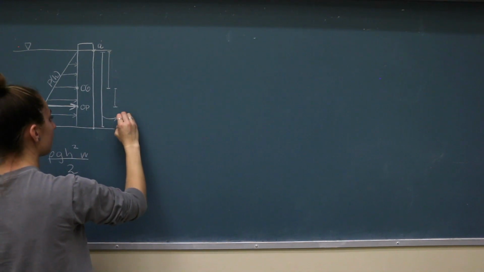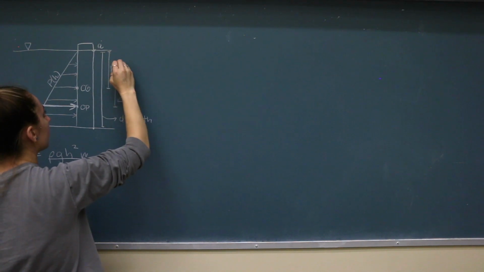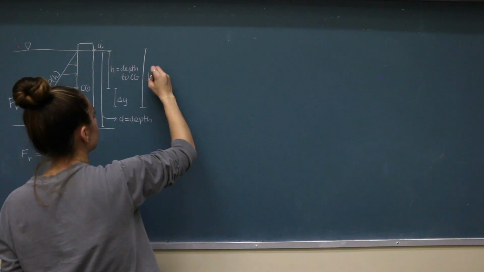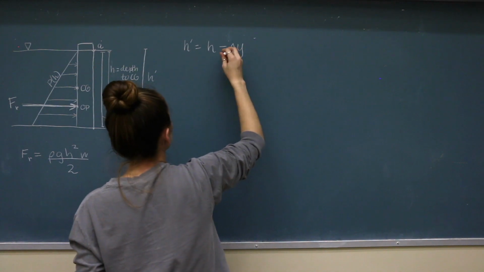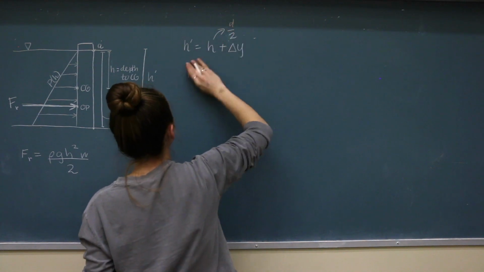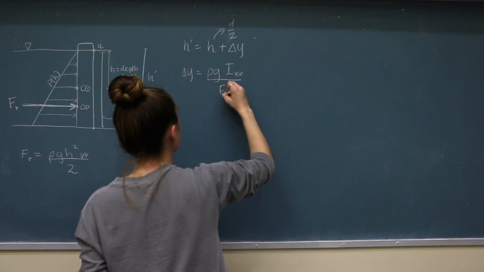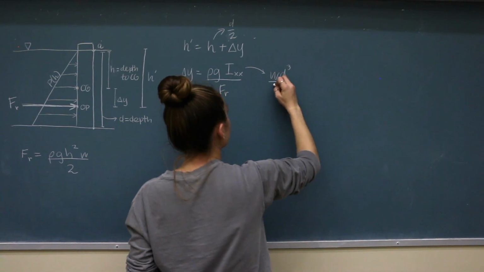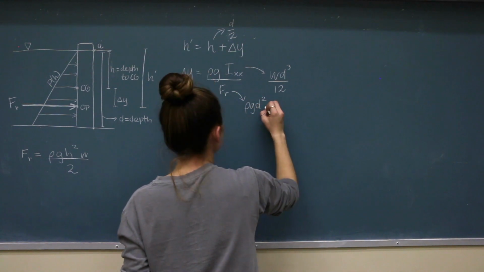The resultant force is at something called the center of pressure, which is somewhere below the center of gravity. We'll call the distance down to this center of pressure h prime. We know that this value h prime must be equal to h, the distance down to the center of gravity, which in this case is half the depth of our submerged wall, plus some delta y. From our notes, we gather that delta y is equal to the density times the gravity times the second moment divided by the resultant force. In this case, the second moment is equal to the width of the wall times the depth of the submerged surface cubed divided by 12.